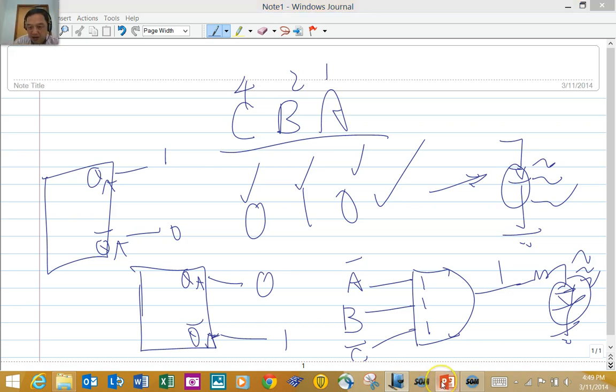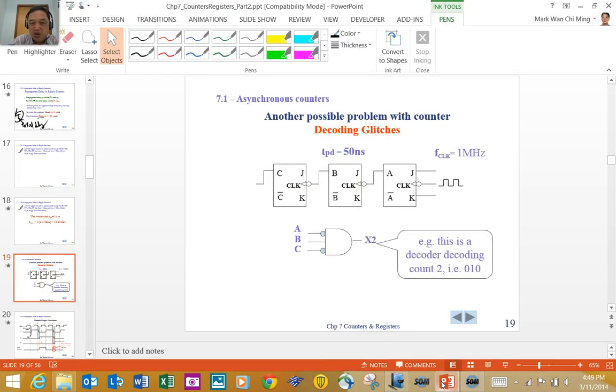Is that okay? So for 0, 1, 0, there are bubbles here. These bubbles represent inverters on A, B, C. So inside here will be 1, 1, 1, so the output will be 1. That's okay. Any problem with that? This is 0, 1, 0. Very straightforward. Nothing more than that.